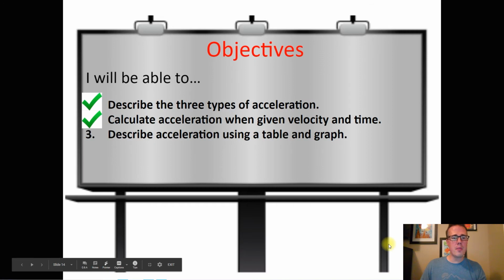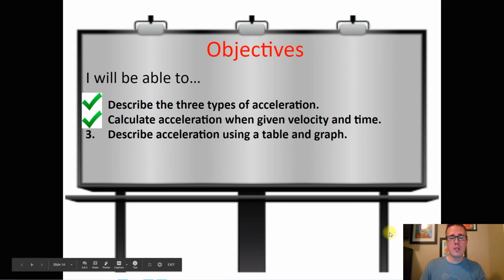If you're still watching, you've tried the practice questions. Here's where we're at in terms of our objectives. We've talked about how to describe the 3 types, positive, negative, and change in velocity. We're not going to do any calculation problems with the change in velocity ones. You just need to know that that's a type. For the second, we calculated acceleration when you were given velocity and time, and we even calculated one where you had to solve for a velocity, so we did a little extra there.